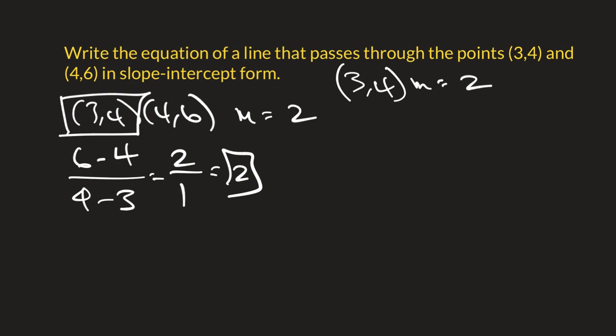It does not matter which point that you choose. They are both on the same line. We know the slope now. We're going to use the point 3, 4. Now we're going to go to point-slope form: y minus y sub 1 equals m times x minus x sub 1.